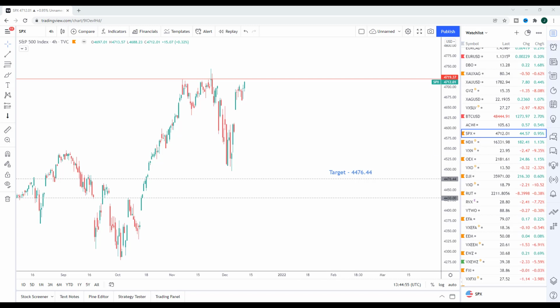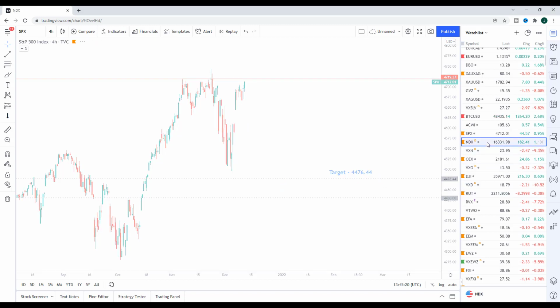So to summarize, I do think we need to be patient with stocks going into next week, and I think we need to see that FOMC decision first. If we do get the Fed coming out hawkish and we start to break lower in the S&P 500, I would be looking down towards the next key of support in this market at 4476.44.